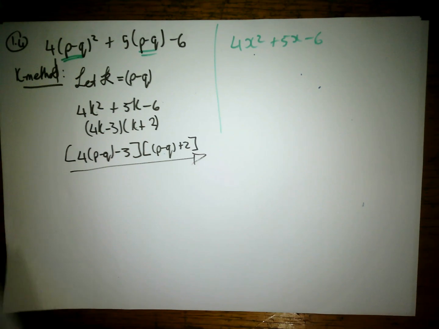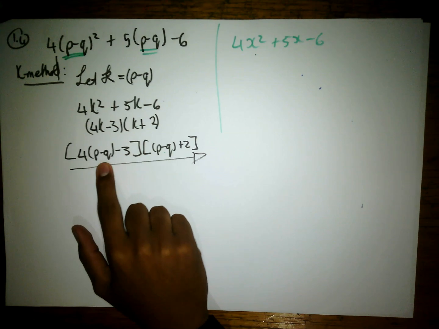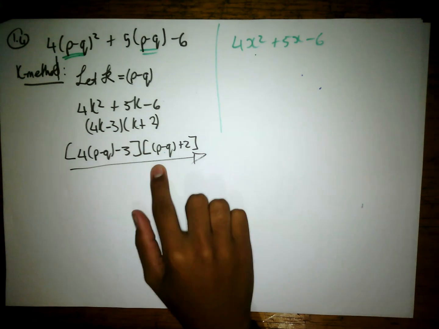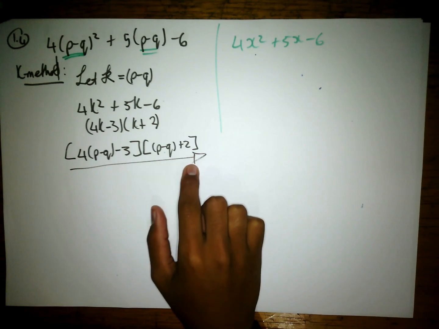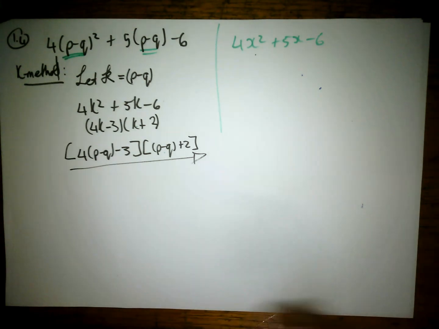So do we leave our answer as is right now? Yes, you can, because you can't simplify this any further. I mean, you can multiply out everything: 4 times p, 4 times minus q, minus 3, p minus q plus 2, but then you can't do anything anyway. So we might as well leave it like this.